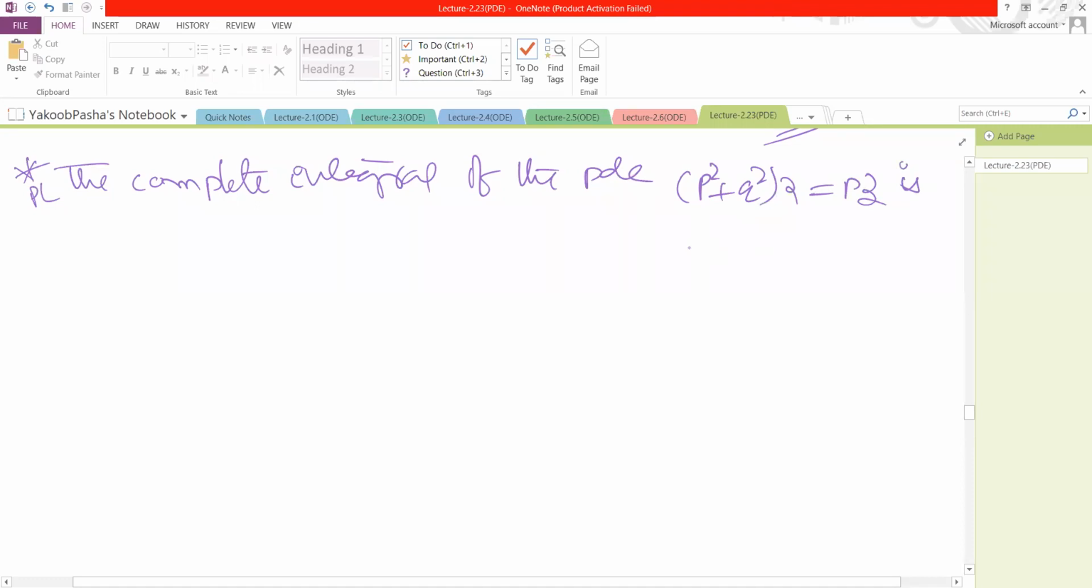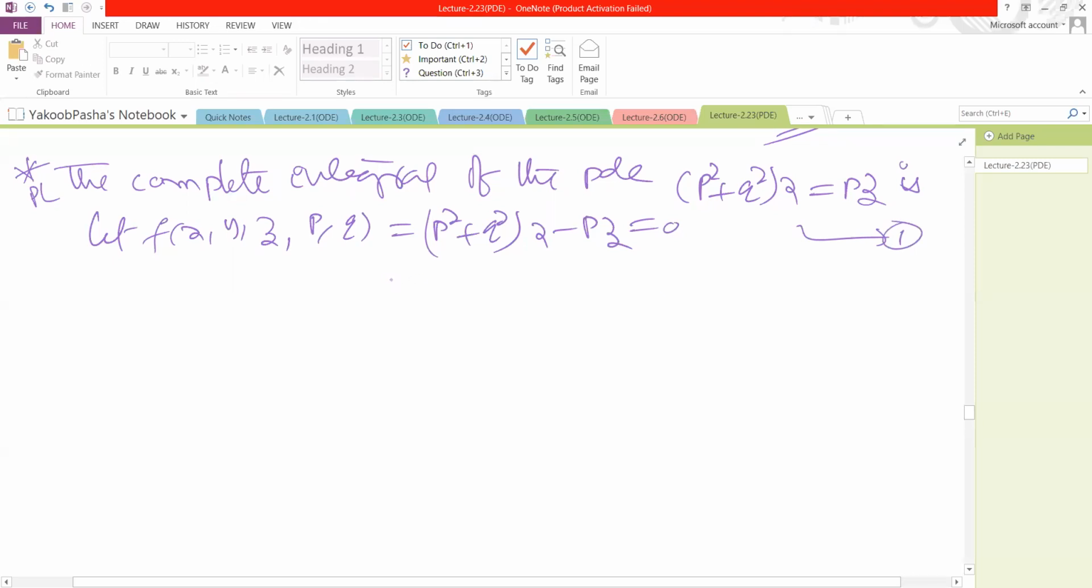Here y is missing, only one independent variable is missing. So no problem. You can take f of x, y, z, p, q is equal to p square plus q square into x minus pz, that is equal to 0, equation number 1.